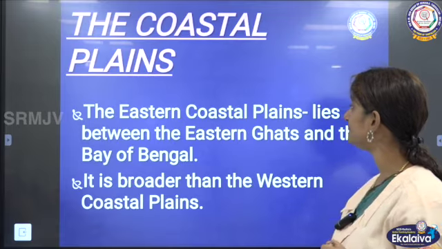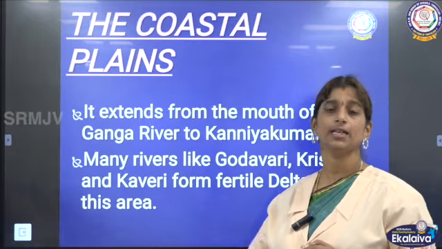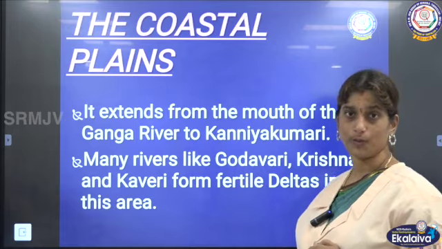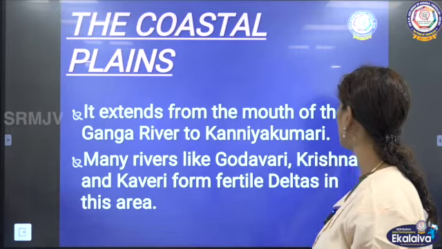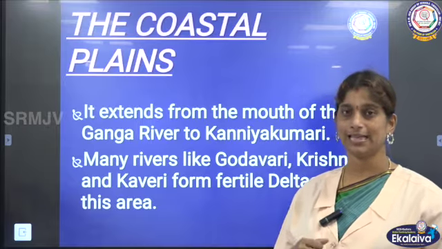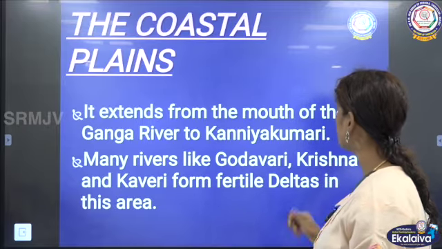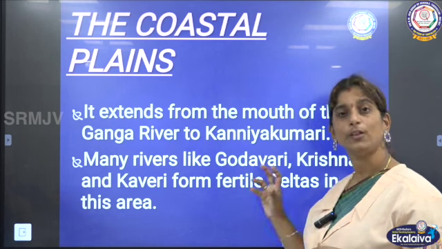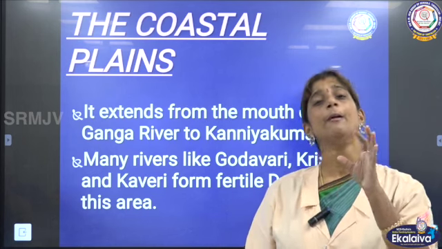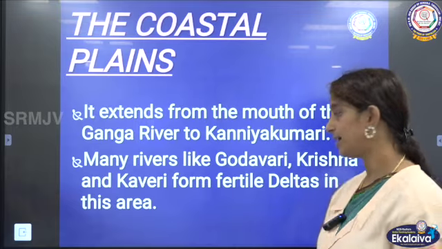The eastern side extends from the mouth of Ganga river up to Kanyakumari. So many rivers like Godavari, Krishna and Kaveri form fertile deltas in this area. All these rivers are in this eastern coastal plain, so they form fertile deltas. We know that a delta is a place located near a river which is very fertile in nature and very much suitable for agriculture.